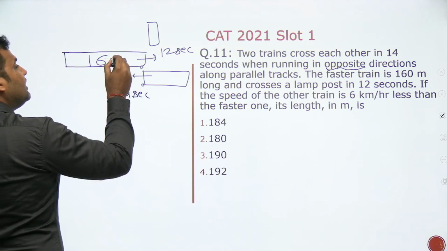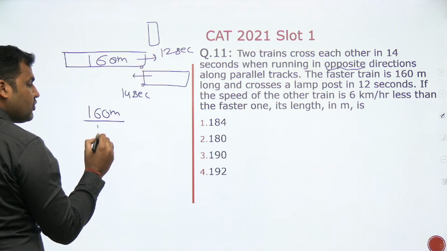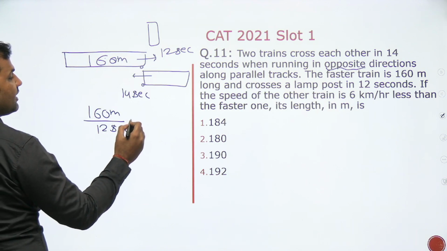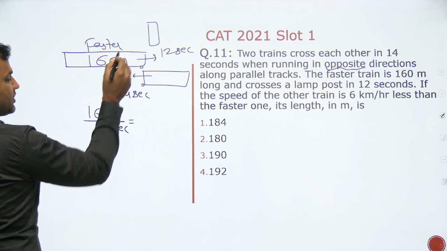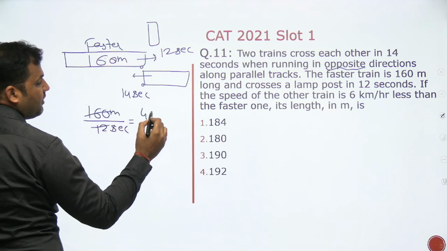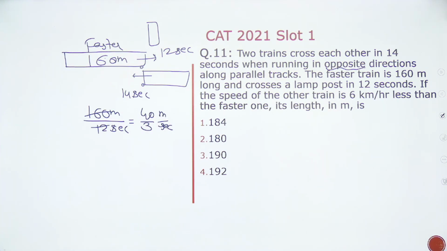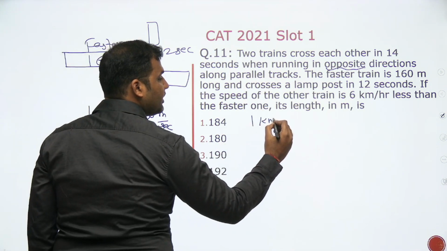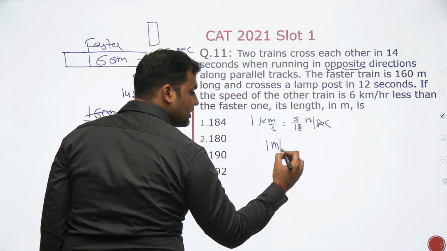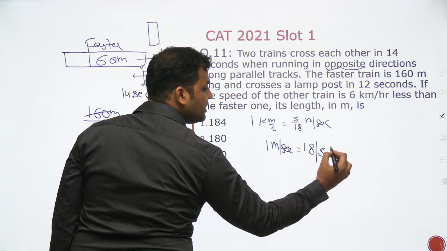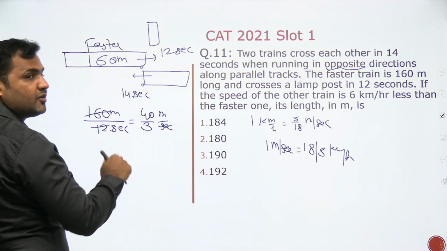So can I say this faster train is covering a distance of 160 meter in 12 seconds? So can I say that the speed of this faster train will be equal to 40 upon 3 meter per second. Right? Now, 1 kilometer per hour is equal to 5 by 18 meter per second and 1 meter per second is equal to 18 by 5 kilometer per hour. Right? So you need to convert this speed in terms of kilometer per hour.